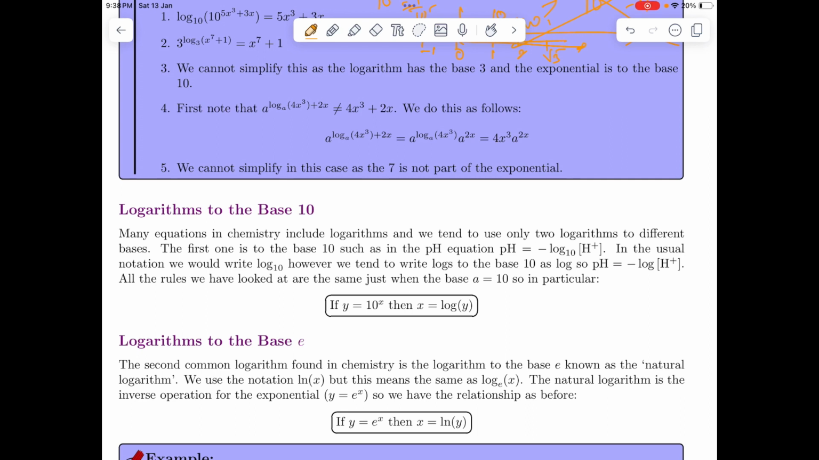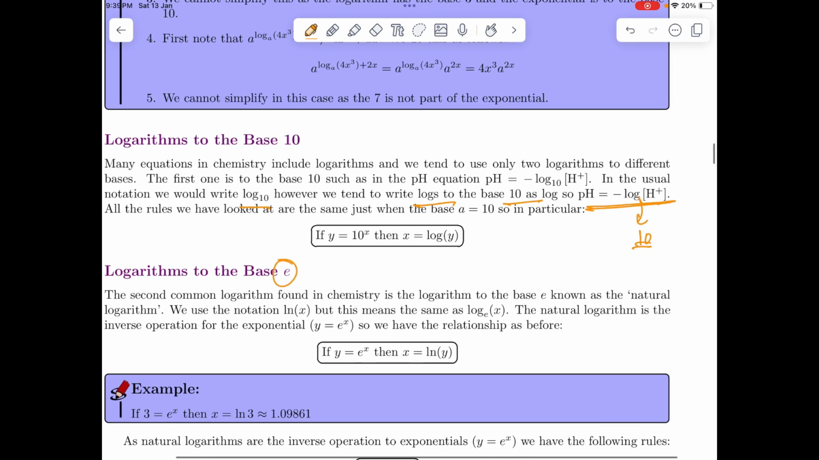What is of immense consequence is that in many equations in chemistry, we need to use logarithms to different bases. The first one is the base 10, such as pH in the equation minus log of H plus concentration. Usually we like log base 10, however we tend to write log base 10 as just log. So for example, when you see pH equals minus log H plus, by default the base 10 is there. When you have base something called e, this e is known as natural logarithm.